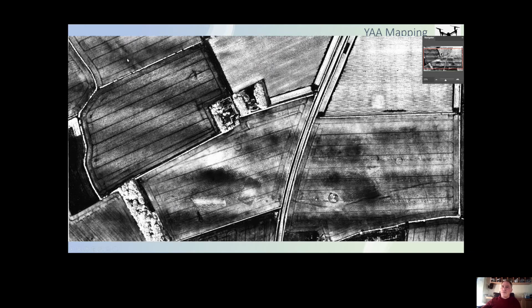You can see this feature here, no idea what that is, and this square here, and also this great big long boundary here with what looks like a ladder settlement coming off it and going into this field here, crossing this field boundary. Interestingly, it actually follows the modern field boundary there.